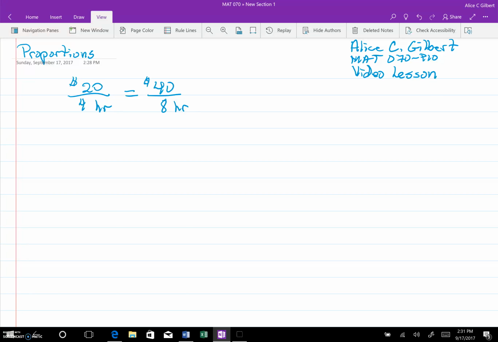How do I know if this is a proportion or not? Well, I have to reduce both of these, and if they come out the same on both sides, then it's a proportion. So 4 goes into itself once and into 20 5 times. 8 goes into itself once and into 40 5 times. So now I've got $5 to 1 hour equals $5 to 1 hour. So this is a proportion, okay?